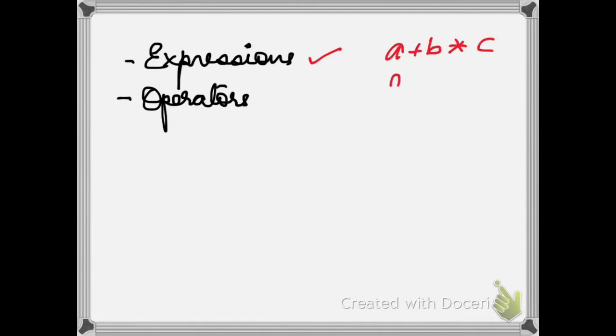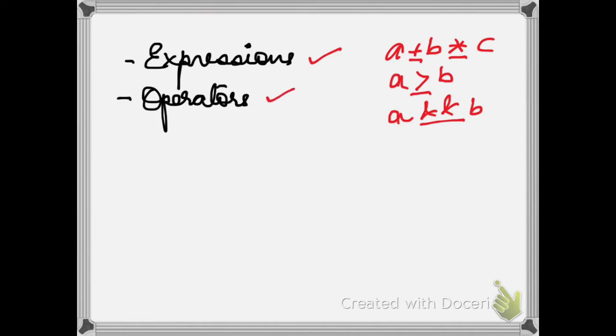So you may have mathematical expressions, a plus b into c. You may have logical expressions, a is greater than b. You may have relational expressions. Okay, this is a relational expression. This one here can be a logical expression. So you have these different types of expressions, and what is common in these expressions are your operators.